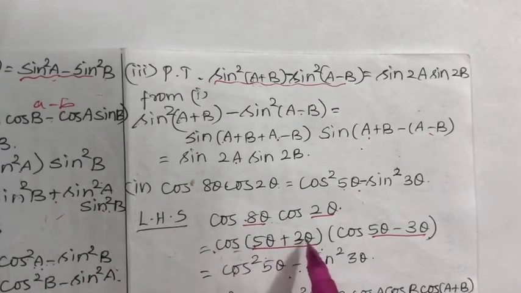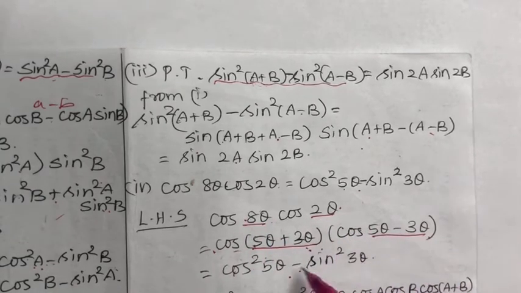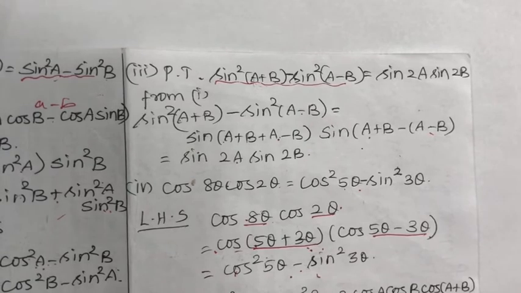So 5 theta plus 3 theta, 8 theta was split, 2 theta was split, and we are using the second result.